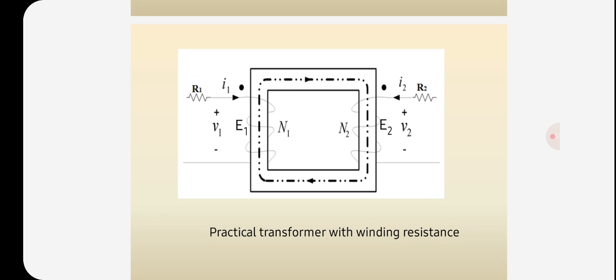Here is the diagram of a practical transformer with winding resistance. In this transformer we have two windings, primary winding and secondary winding. In the primary winding we have the resistance R1, the current I1, the turns N1, the self induced EMF E1, and the supply voltage V1. The secondary winding has N2 turns, a mutually induced EMF E2, the load current I2, the resistance R2 and the voltage V2. So this is the diagram for the transformer with winding resistance.